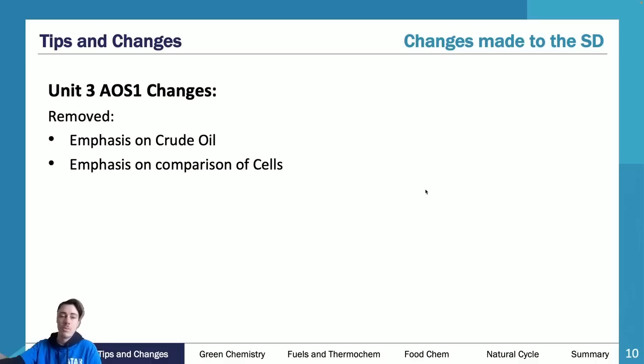And then they've removed the emphasis on the comparison of cells. So what you'll find is if you read the old study design, and I don't want you to, but I've done it for you, you find that there were about 4 dot points in a row like the comparison of this cell with this cell, the comparison of that with that. Those have all just been removed.